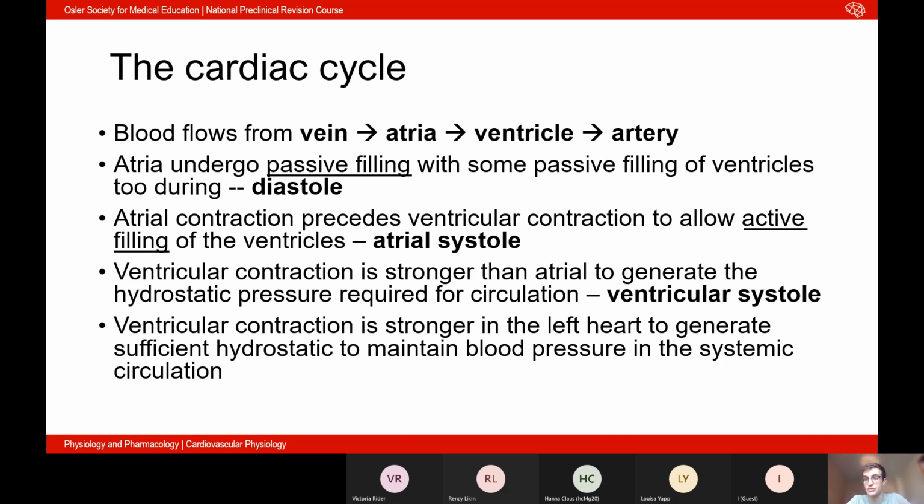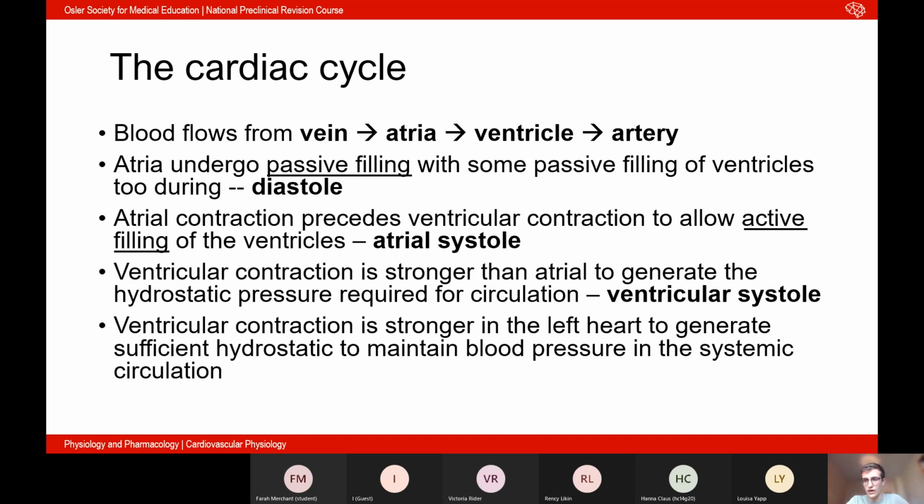Obviously, you know that we have a double circulation. So for each complete circulation of the body, blood passes through the heart twice. Once from the vena cava through the right side of the heart and into the pulmonary arteries, through the lungs, back through the pulmonary veins, into the left side of the heart, and out into the systemic circulation via the aorta. You'll also have learned about the phases of the cardiac cycle.